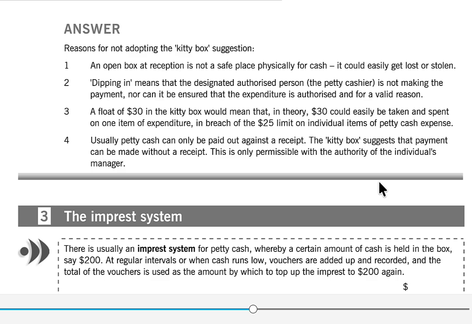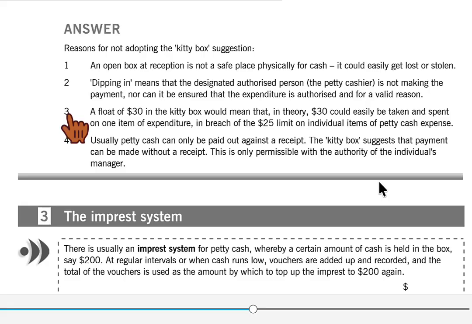But with a kitty box idea, no one is checking the reason. No one is approving the payment. No one is controlling the cash. So the business loses control. And that creates risk, such as someone could take money for personal spending. Someone could take money and never report it. Someone could take money and the business will not even know who took it. So the second problem is lack of authorization and lack of control.